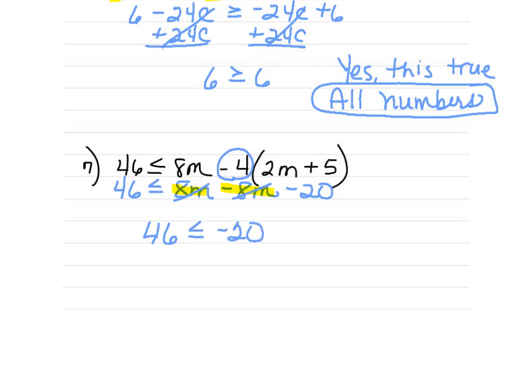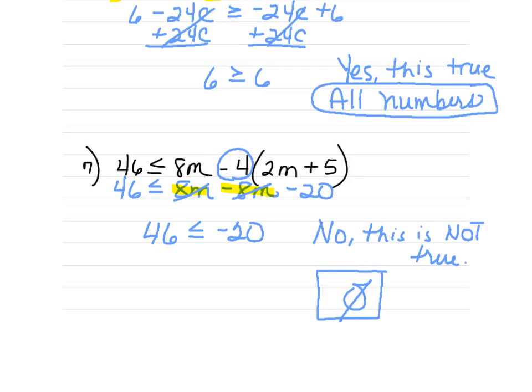Is that a true statement? Is 46 less than or equal to negative 20? Well, if anything, 46 is greater than negative 20, and it's not equal to. So the answer here is no. This is not true. So if you come up with a statement that is not true, then your answer is no solution. There is no solution to this inequality.